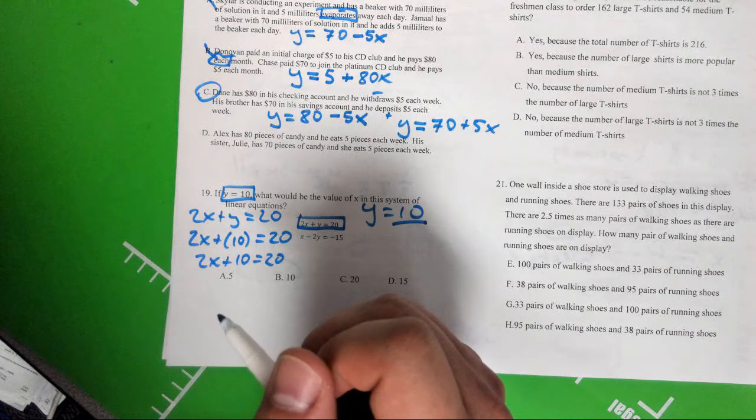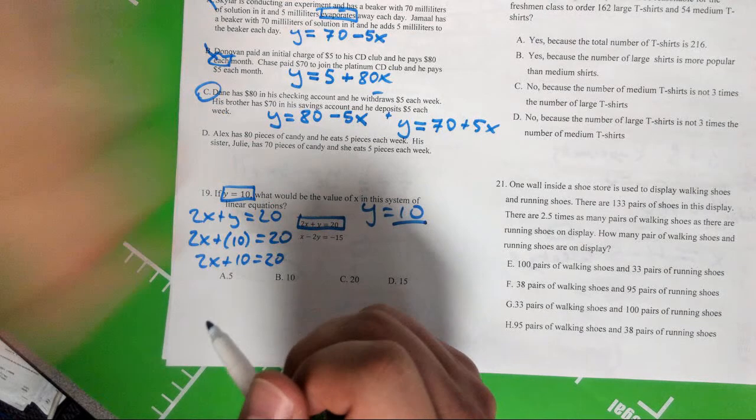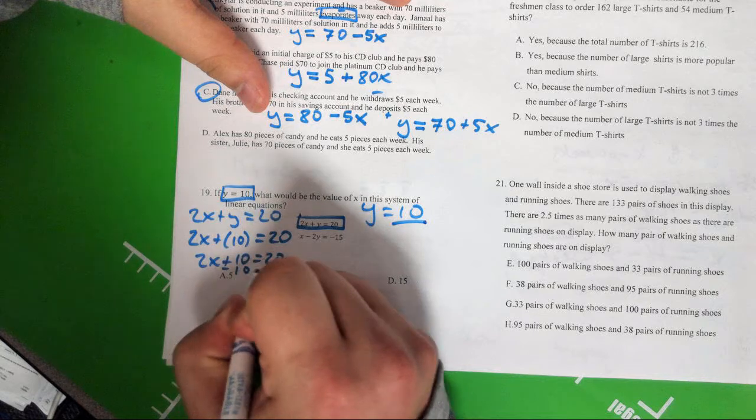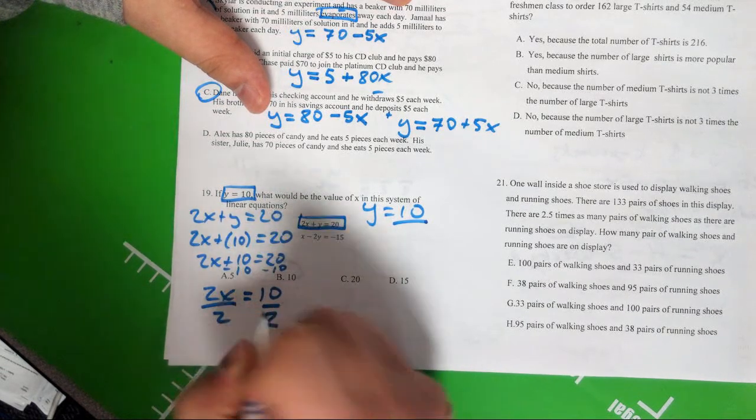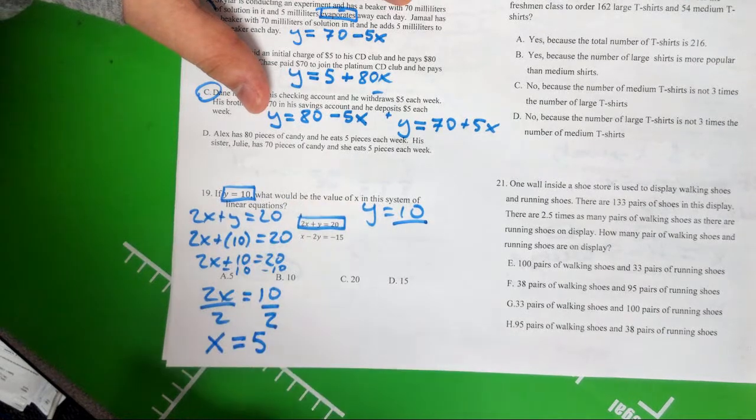Let's see, what are we going to do? We need to subtract 10 from both sides, so that'll give us 2x equals 10. We'll divide each side by 2, so x is equal to 5. That looks like A. I was writing all over it.